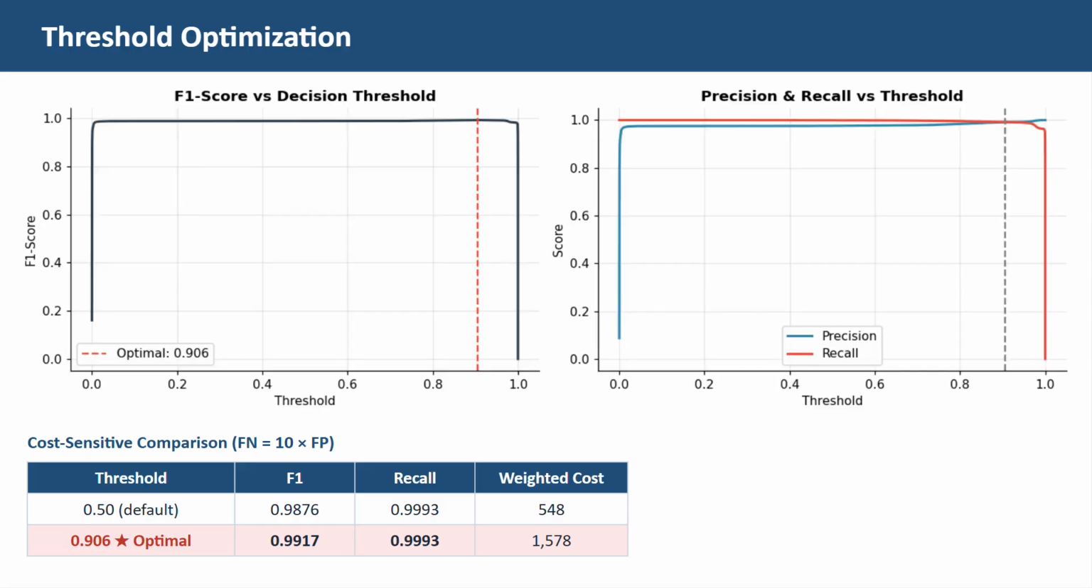And then we try to find the threshold optimization through the precision and recall curve. Through that, we want to find the best F1 scores and recall scores. It turns out we find the threshold at 0.906 with F1 score 0.99 and recall like 0.9993, with the weighted cost 1,1578.